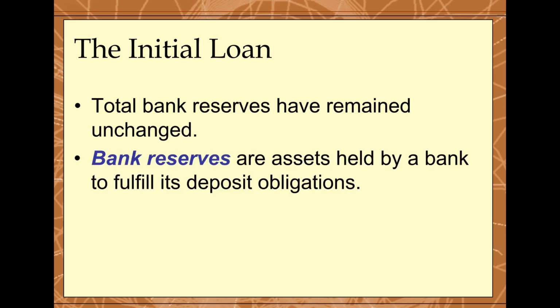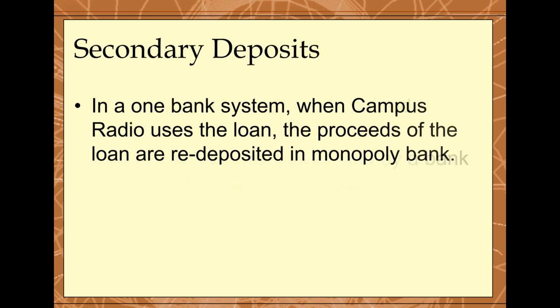So bank reserves are assets held by the bank to fulfill its deposit obligations. Now, if this bank is the only bank in town, we call it a one bank system. When campus radio uses the loan, the proceeds of the loan are redeposited into the bank. So in other words, the student deposits the money. The bank loans out those reserves to campus radio. Campus radio uses this money and spends it. Now, they give this money to somebody. Let's say they buy an antenna for their radio station. Well, the antenna company will take that money and they'll deposit it back into the bank. And this is the redepositing process.